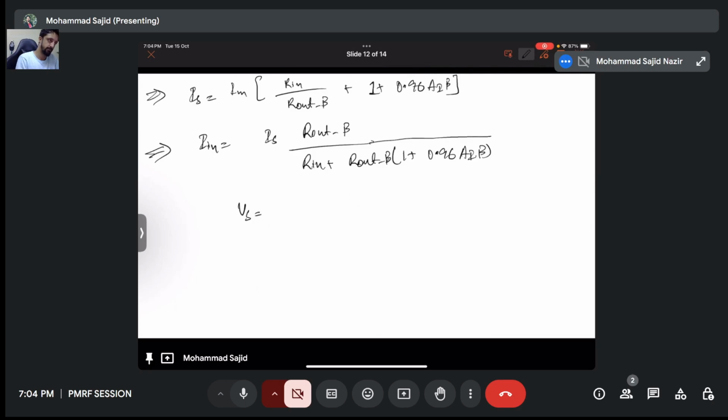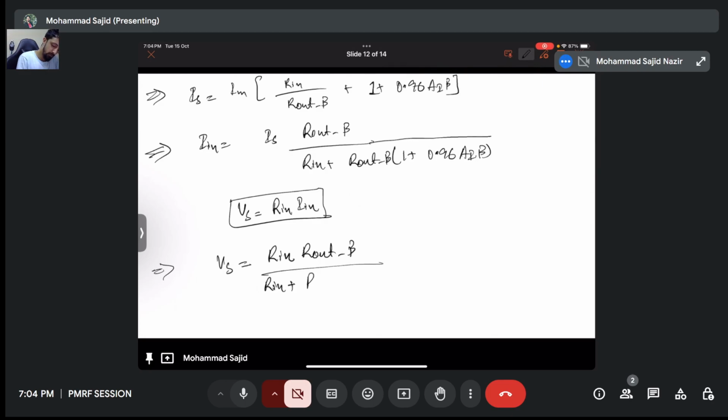Since V S is R in I in, therefore we can write V S as R in R out B divided by R in plus R out underscore B, 1 plus 0.96 A I underscore beta, multiplied by I S. Now R in dash, that's the total input resistance, will be V S by I S.